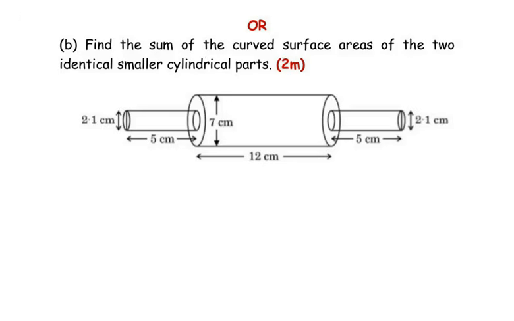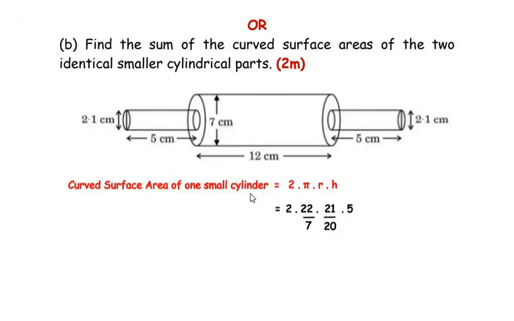Find the sum of the curved surface areas of the two identical smaller cylindrical parts. So here we have to find out the sum of the curved surface areas of these two small cylinders. So let us first find out the curved surface area of one small cylinder. The formula for the curved surface area of a cylinder is 2 pi r h, where r is the radius and h is the height of the cylinder. And since the small cylinder is asked, we are going to take the radius and height of the small cylinder. So here we have written 2 times pi, which is 22 over 7, and we had taken the radius of the smaller cylinder as 21 over 20, times the height or the length of the smaller cylinder, which is 5.